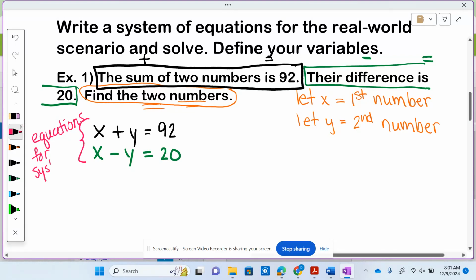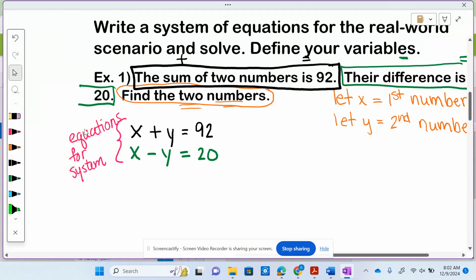So what method do you want to use to solve them? Do you want to use elimination or substitution? Which one do you think would be best? Which one are we set up for? Yeah, we're set up for elimination. We have x and y on one side, the constant on the other, and we even have opposite coefficients. So I'm going to rewrite this whole system. x plus y equals 92, and x minus y equals 20.